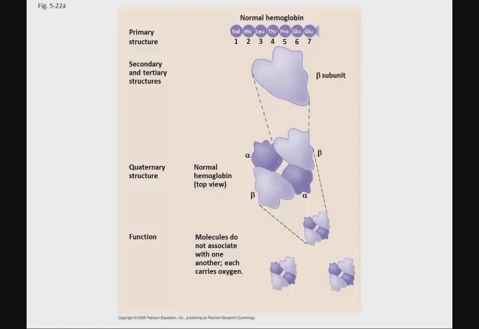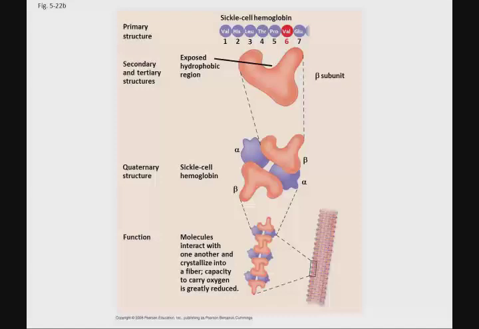And at the top, this primary structure is listed: valine, histidine, leucine, threonine, proline, glutamine, glutamine. Right? So what's going to happen in the case of sickle cell is that we're going to change that 6th amino acid to a valine. And what you can see is that that's in a key location. And because of that key location, it's going to change the shape of that beta subunit.